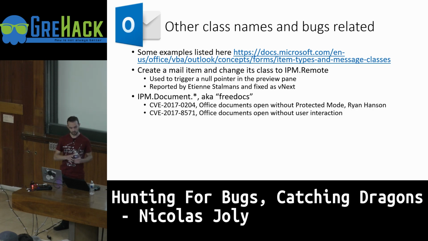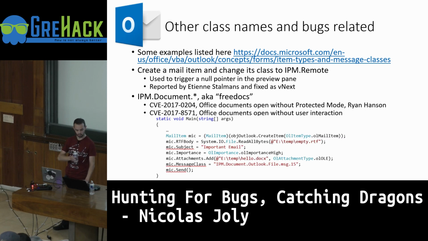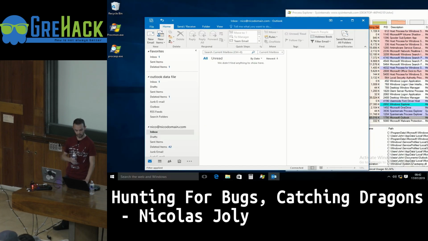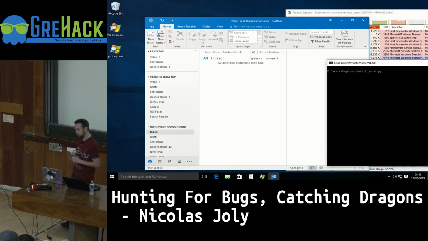This, added with this other CVE, where Office documents run without interaction, and you can get a nice one-click RCE. So this is just the code to trigger Ryan's issues, but now I've got a video for you that will just show basically what's going on. So that's Ryan's first issue.